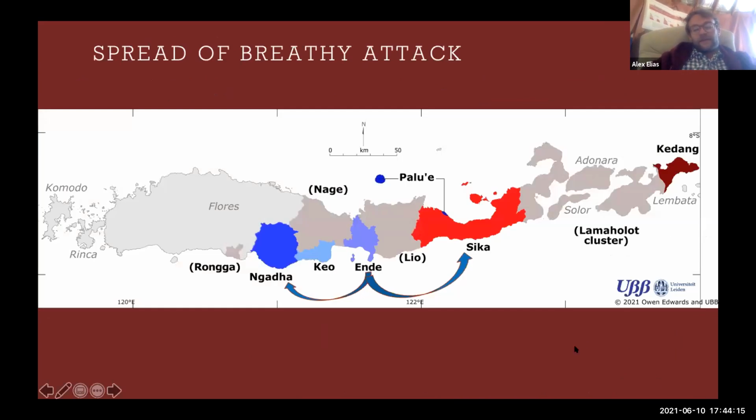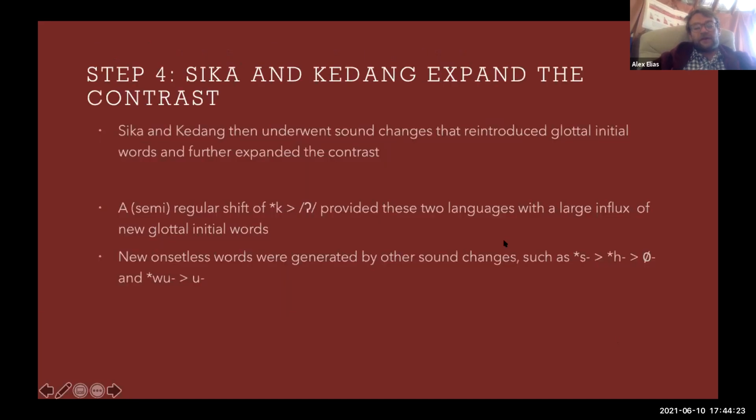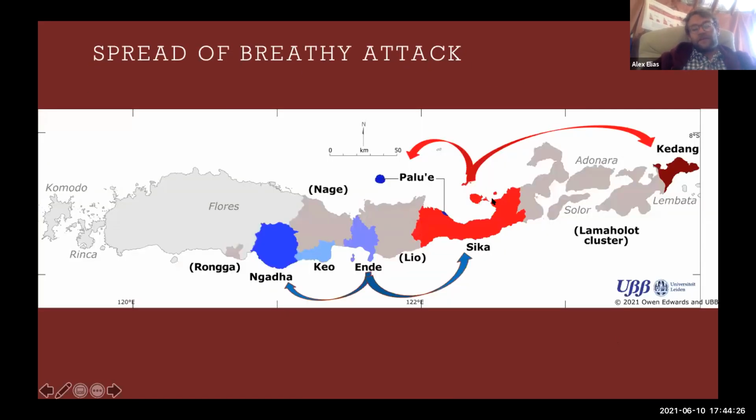This is a bit speculative, but given the patterns of contact we see today, it's quite reasonable to suppose that it first spread from Ende to Ngada on the one side and Sika on the other, and then from Sika to Palue and Kedang. Because Palue speakers are relatively isolated with respect to Ende speakers, but they have intense contact with Sika speakers, and similarly for Kedang. But I wouldn't stand by this. It may have spread directly from Ende to all of them.